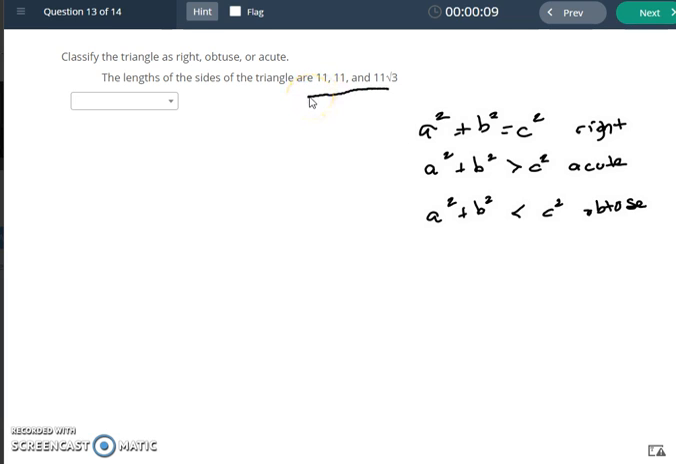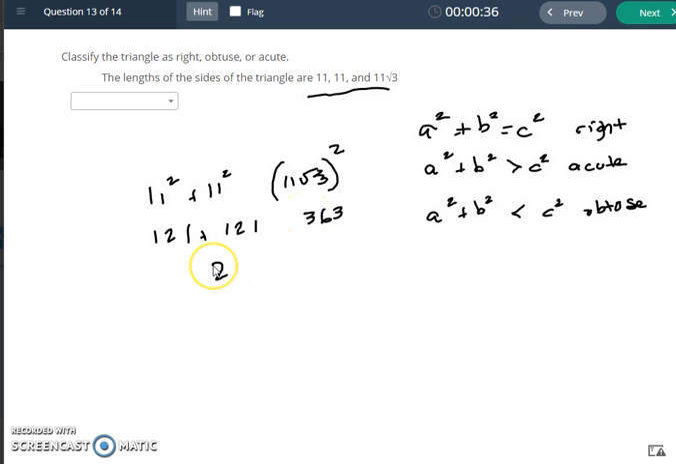Same idea as the last question. Those are my 3 sides. So 11 and 11 are my 2 smaller sides, and then I have this 11 square root of 3. Now, when you're doing this one on the calculator, you want to make sure that you're using parentheses or hit the enter key before you hit the squared. So 11 squared is 121. 11 radical 3 squared is actually equal to 363. So when I add these together, I get 242. And that's less than 363, so that means that my angle is obtuse.